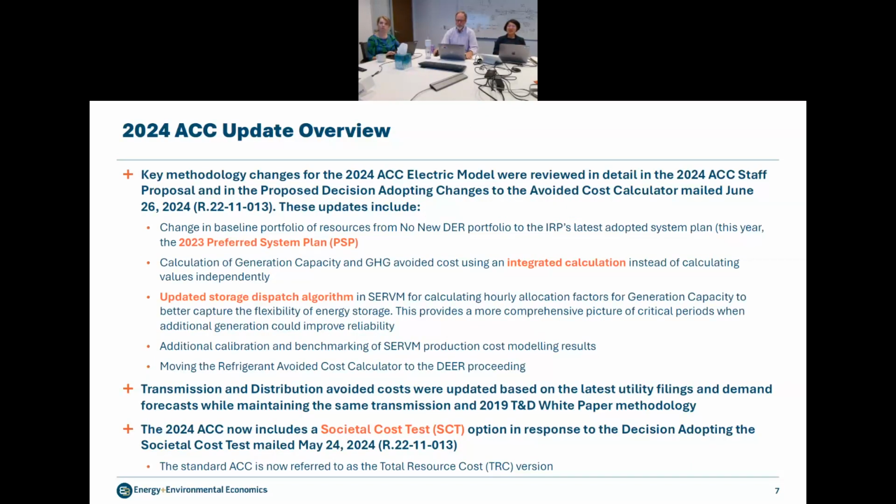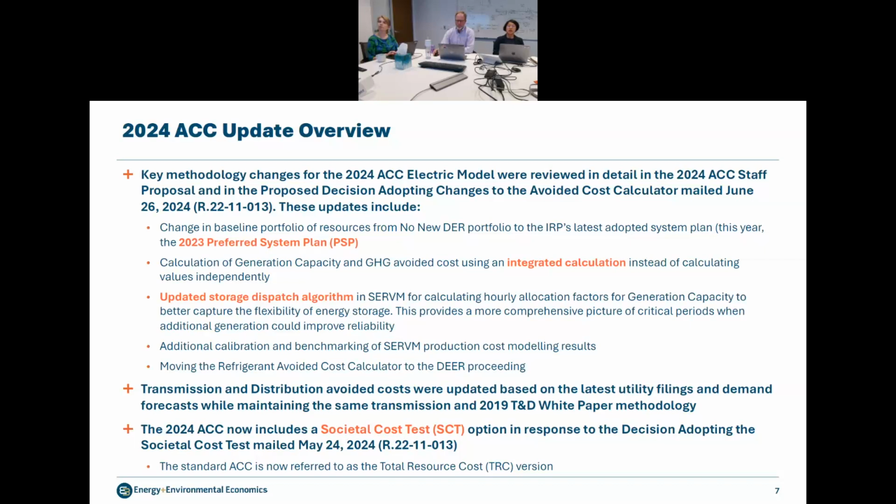This is a very text-heavy slide, but I want to put it out there so that we are all on the same page on what we've changed for the 2024 ACC. I want to start from top to bottom, and the key changes are highlighted in orange or red. Okay, so the first bullet describes the major changes for the 2024 ACC in terms of methodology that was proposed and adopted in the recent proposed decision.